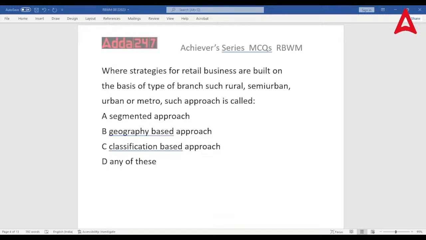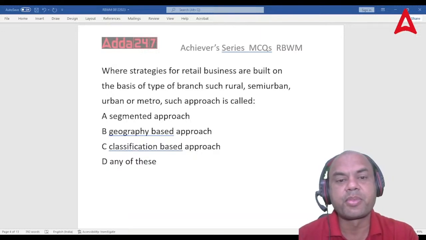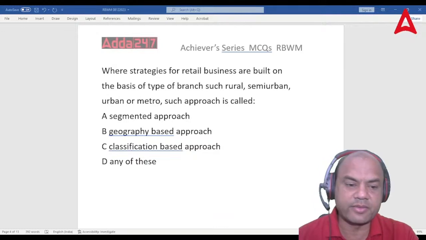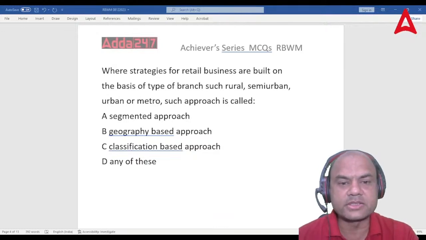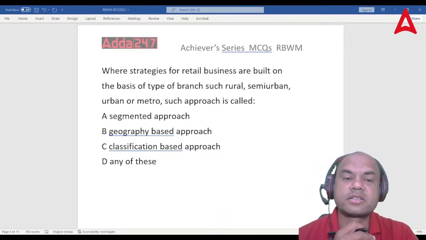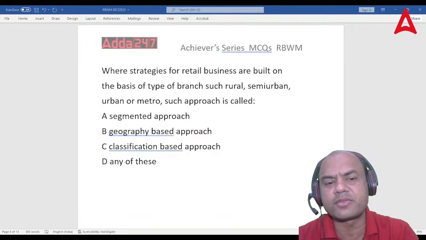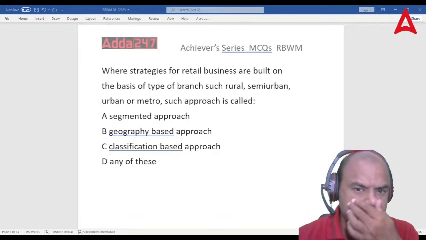What is the answer for this? Yes, the answer for this is built on the basis of rural, semi-urban. You have these branches in your banks also, right? Do you have the branches in your banks? Means you have semi-urban branch, you have urban branch. We all have these branches. Mainly in nationalized banks, we have this concept of semi-urban, urban, right?